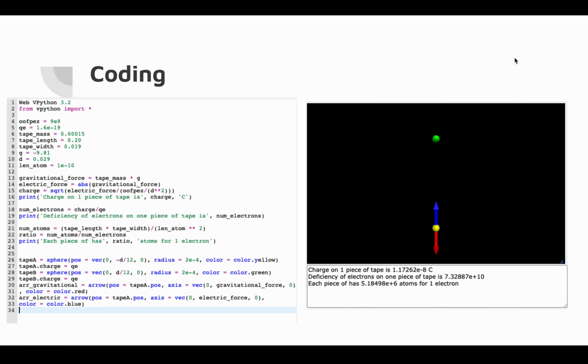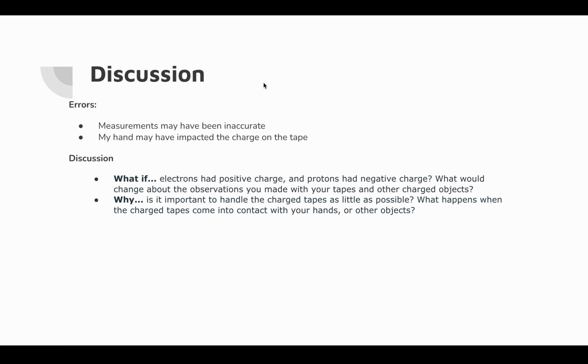And then here is the code that I wrote to model the experiment. You can see that we have a gravitational force pointing down and an electric force pointing upwards that is equal in magnitude. And then the charge, the deficiency of electrons, and the ratio of electrons to atoms, as calculated here, is the same as what I got from my experiment.